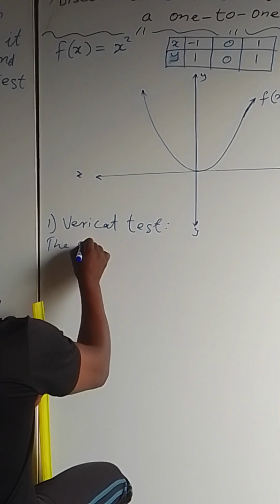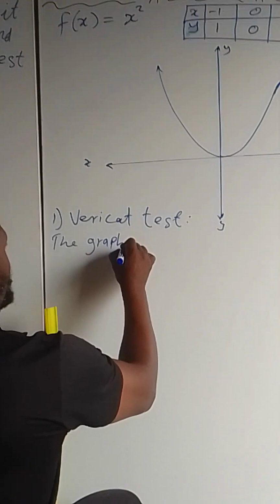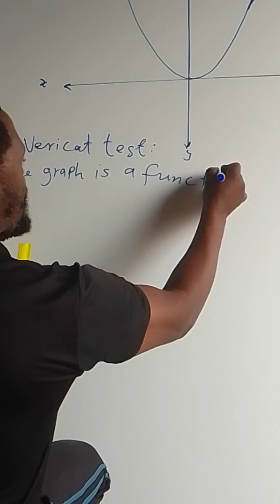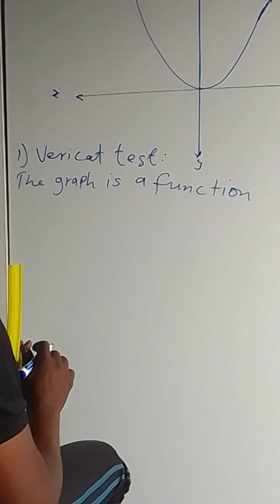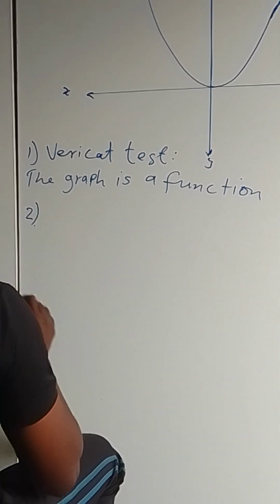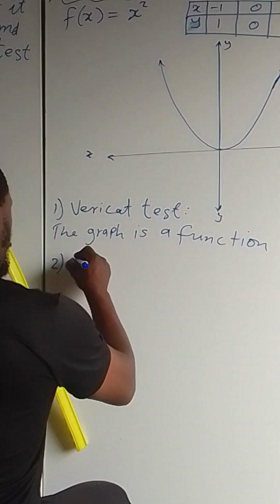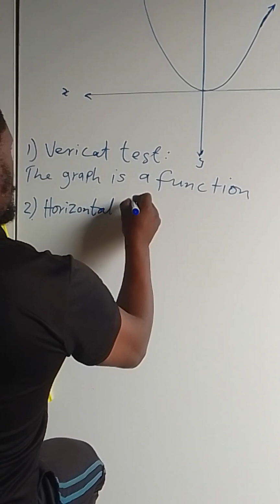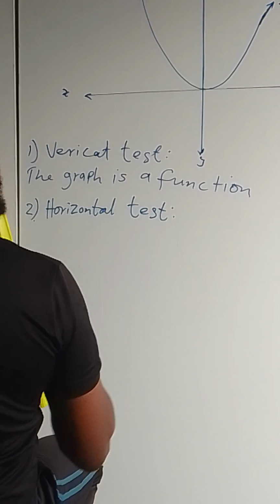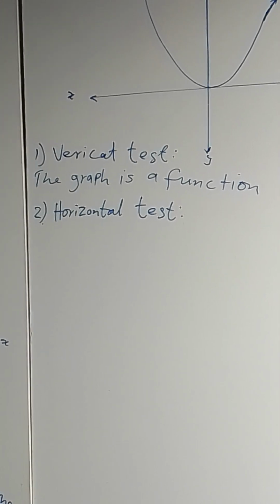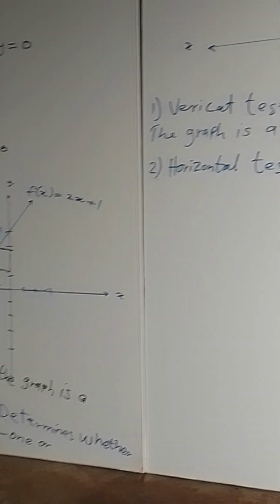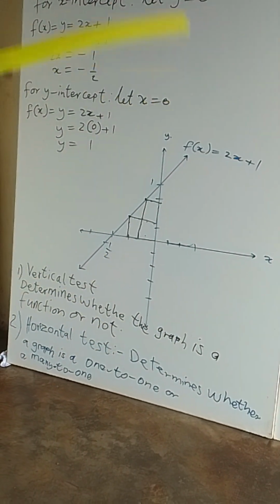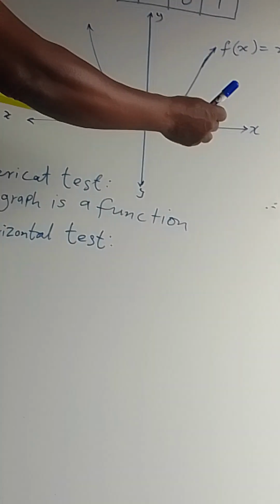We find that the graph is a function. Number 2, we come to use the horizontal test. What do we find about the horizontal test? Here it says a horizontal test determines whether a graph is a one-to-one or a many-to-one function. So we are coming for horizontal.